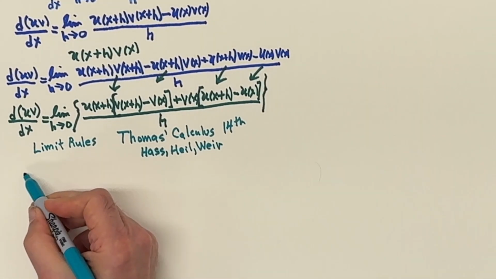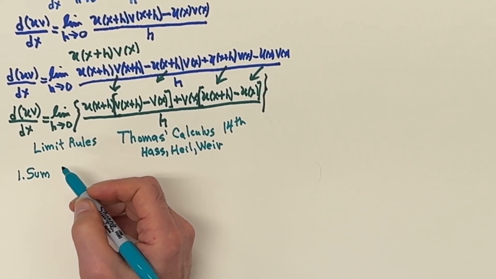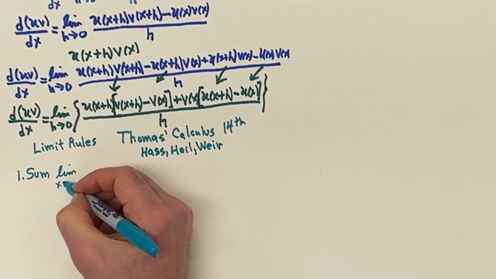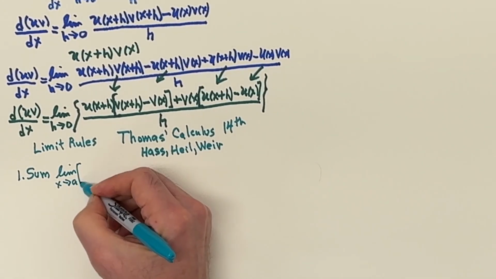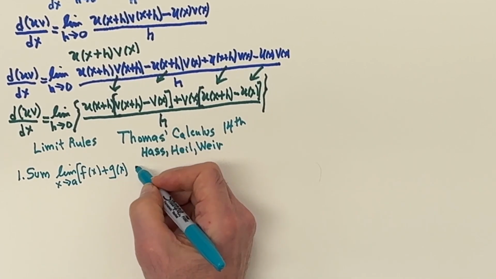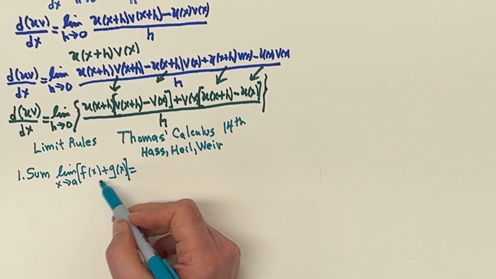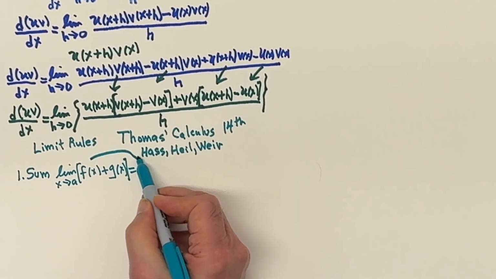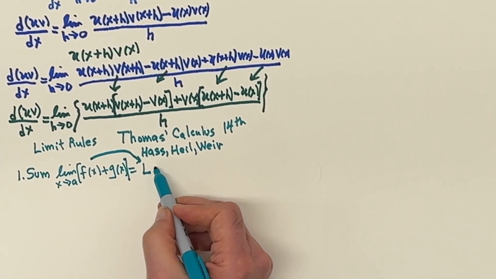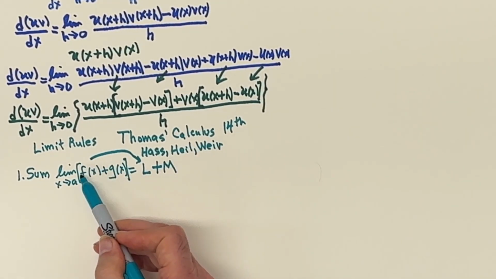So these are called the limit rules, and the first one is a sum rule, that if we have the limit as x goes to a of f of x plus g of x, suppose the limit of f of x by itself would give you L, and say the limit of the second one by itself would give you M. Then the sum rule says, well, the limit of the combination, the sum, is simply just add the limits.